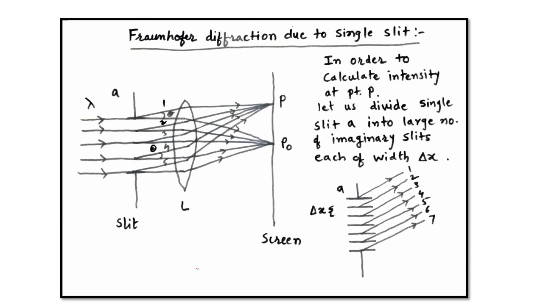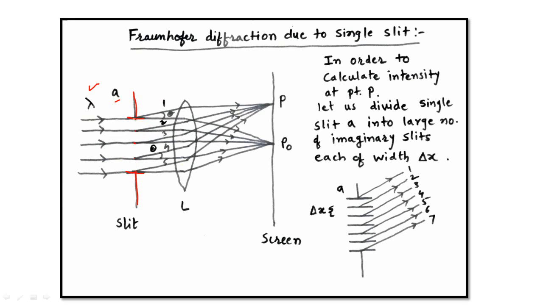So let us start with Fraunhofer diffraction due to a single slit. Let us consider a single slit of width a, and let us illuminate this single slit of width a by monochromatic light of wavelength, say, lambda. Then according to Huygens wave theory of light, each and every point of this single slit will act as a source of secondary waves, and therefore it will send secondary waves in all possible directions.